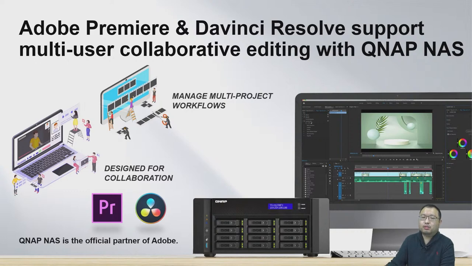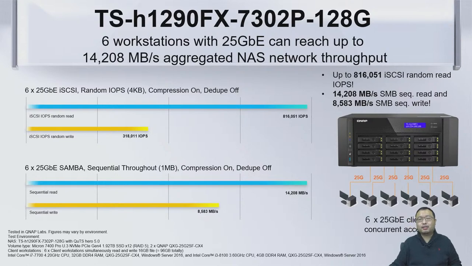Most importantly, let's take a look at the performance when you have six workstations concurrently connected to the NAS with a 25GbE connection. This slide shows the 16-core, 32-thread 7302P model with 128 GB memory. You can achieve up to 816,000 IOPS for iSCSI random read.